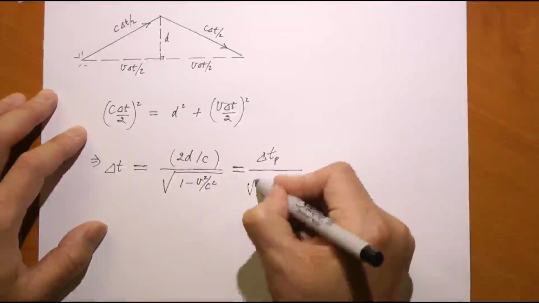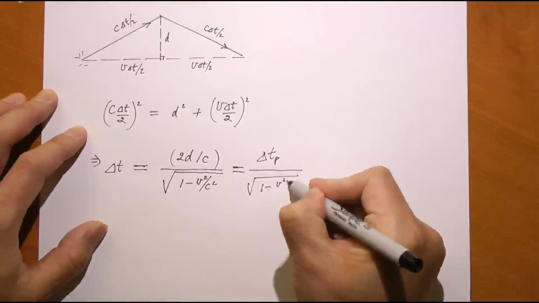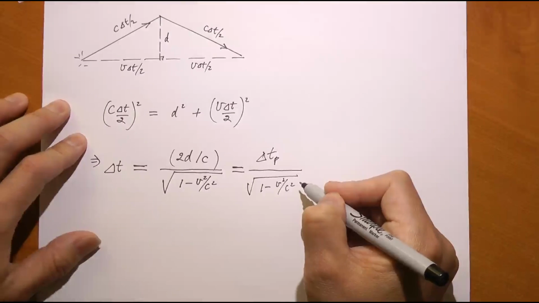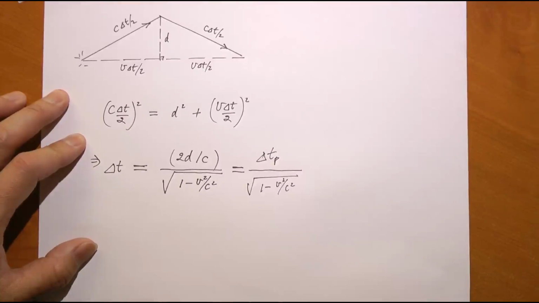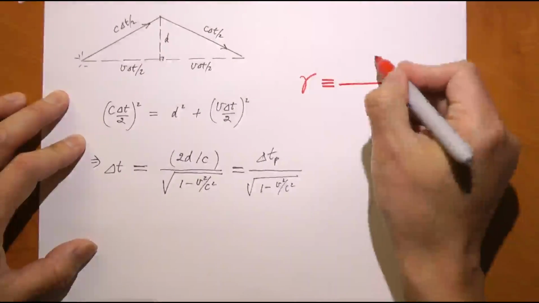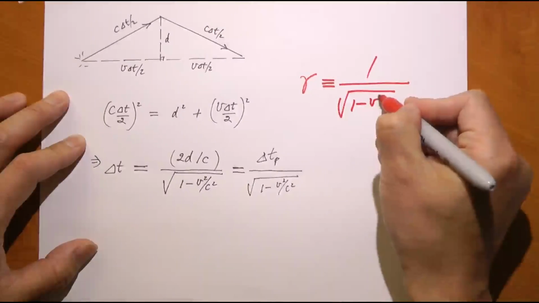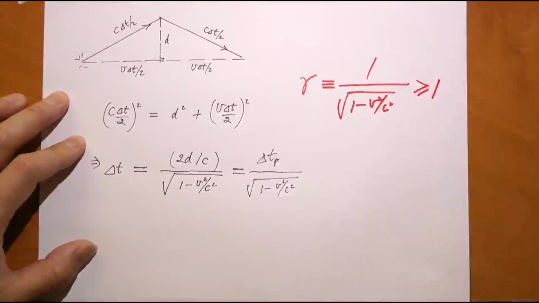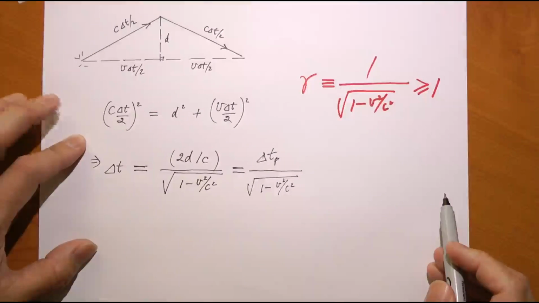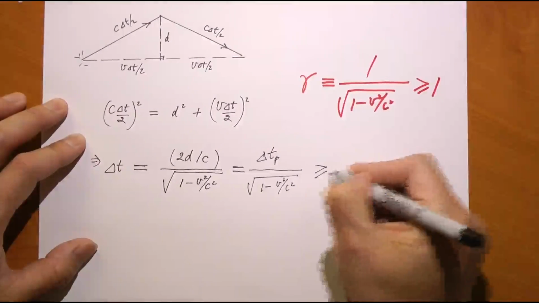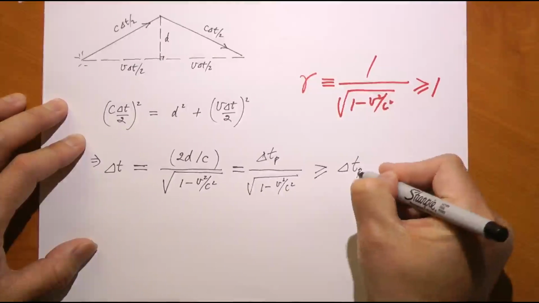This factor, 1 minus v squared over c squared, is going to appear very often in relativity, and we give it a name. We define gamma as 1 over the square root of 1 minus v squared over c squared. Gamma is always greater than or equal to 1, because the denominator is less than 1, the numerator equals 1. And therefore, delta t is greater than or equal to delta t proper.